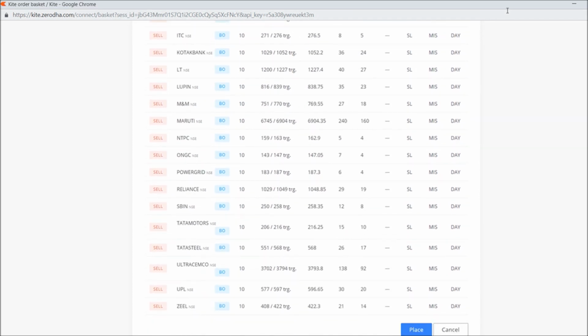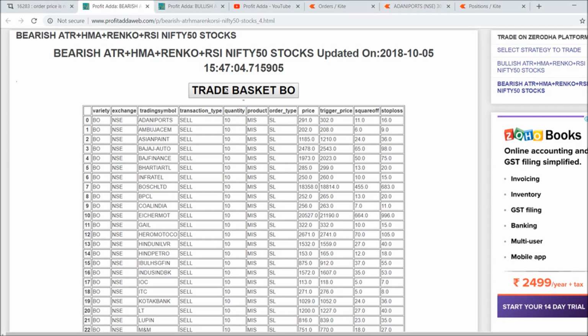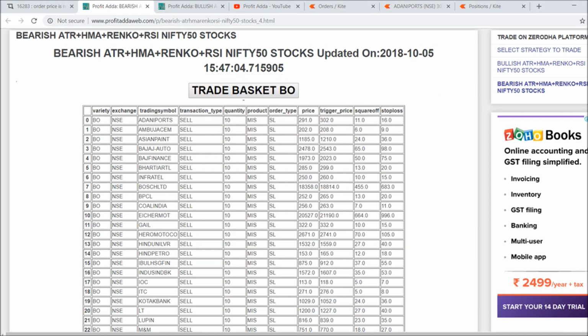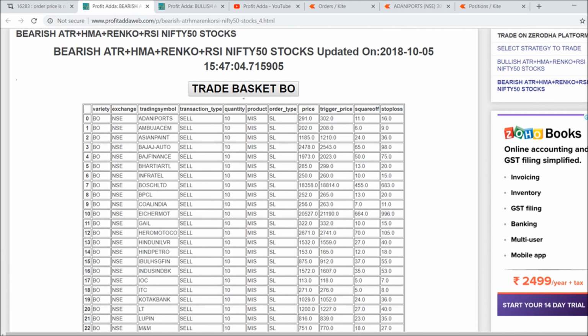If you want to trade, first of all you have to log in to your account. Otherwise it's not necessary; you just click on trade basket BO and check the list. If you are happy with the list and everything is good, these are the things I am going to place. This will be the range where I am going to sell. As you can see, the order type will be sell and intraday, and the quantity will be 10.